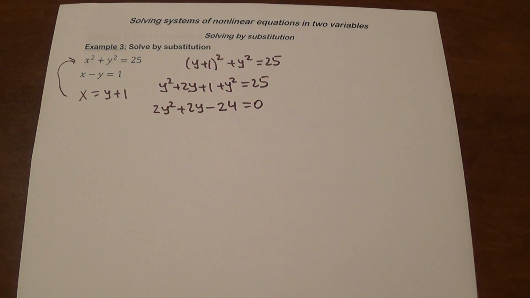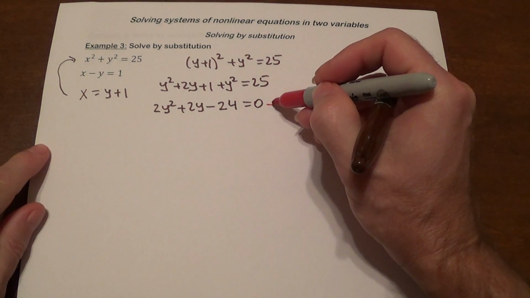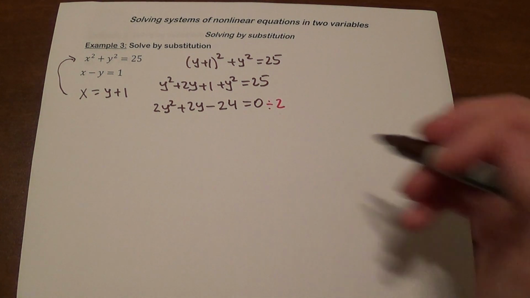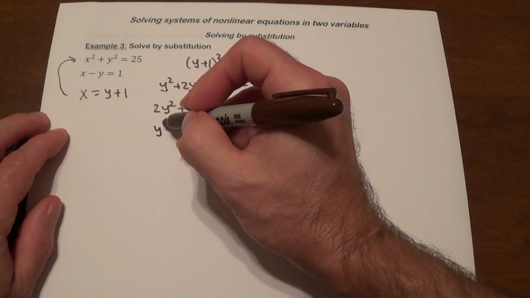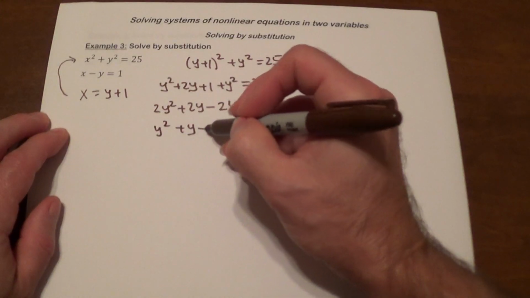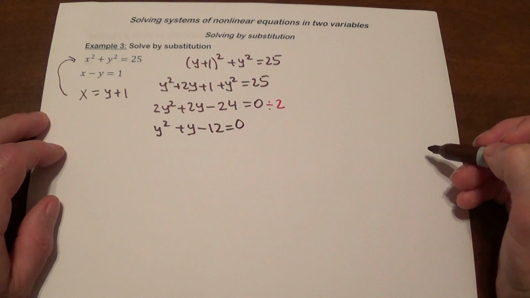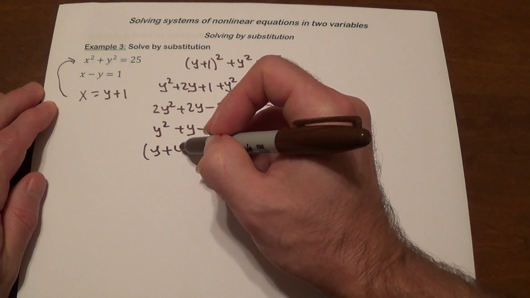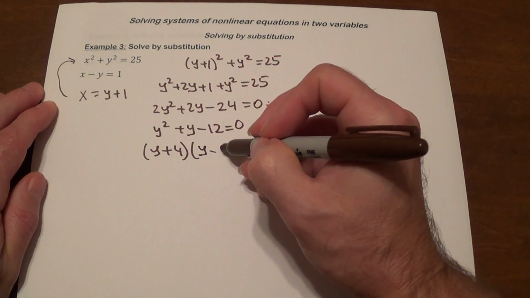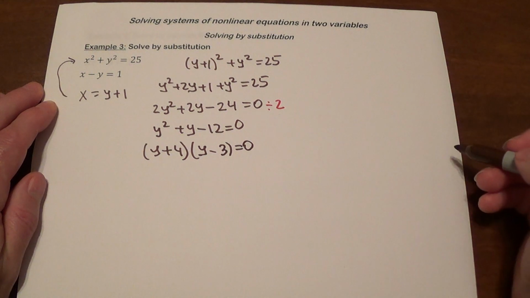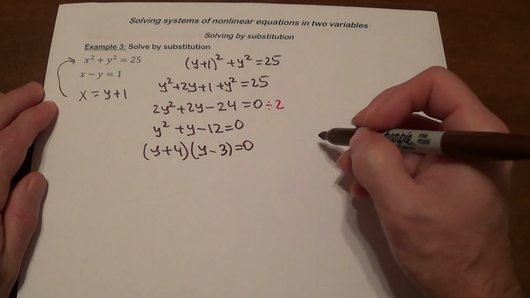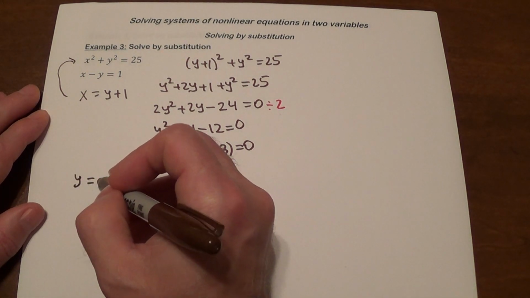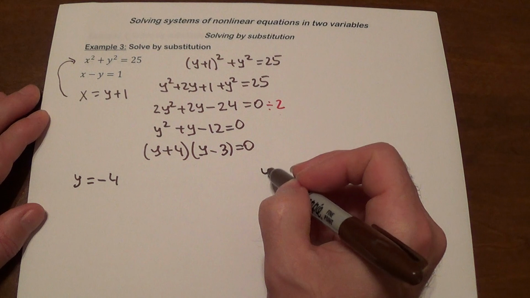If we divide everything by 2, just to make our coefficients smaller, not required but very helpful, we are going to get y² + y − 12 = 0, which now you can solve by factoring. So it is (y + 4)(y − 3) = 0. And that's going to give us two values of y. It's going to give us y = −4, and it's going to give us y = 3.